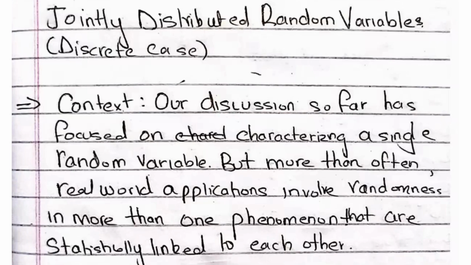We want to now look at two jointly distributed discrete random variables. Now, the context here is that so far we've only talked about a single random variable, but more often than not, real-world applications involve randomness in more than one phenomenon that are statistically linked to each other. So we need to talk about multiple random variables.